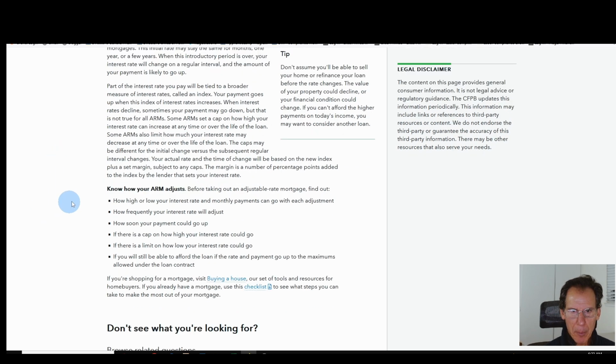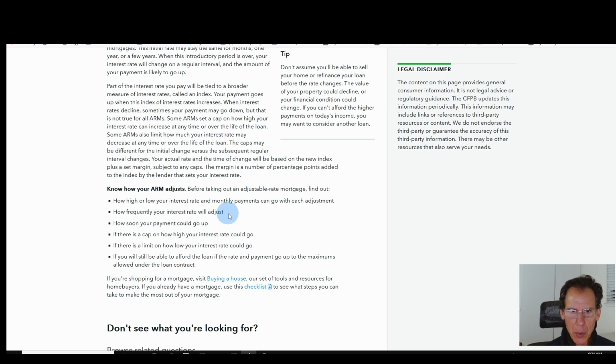Keep that in mind. The margin is a number of percentage points added to the index by the lender that sets your interest rate. Know how your ARM adjusts before taking out an adjustable rate mortgage. Find out how high or how low your interest rate and monthly payments can go with each adjustment. As I stated, if you went from 4% and the index went to 6% and there's a 1% margin, it would be 5%. You can have an adjustment every 6 months. It could be annual. My suggestion is to try to get a loan that only adjusts annually. I know that's pretty aggressive.